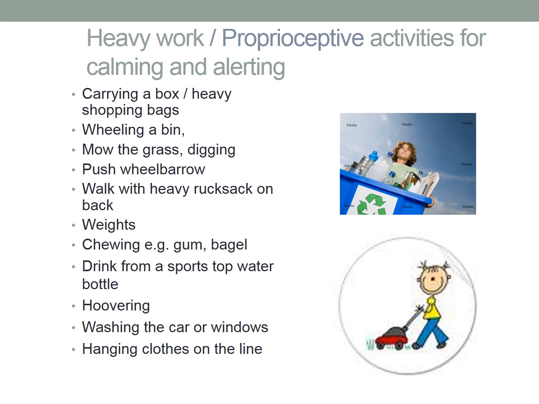Examples of proprioceptive activities are carrying a box or heavy shopping bags, wheeling a bin, mowing the grass or digging in the garden, pushing a wheelbarrow, walking with a heavy rucksack on your back or a school bag, but not too heavy, weights appropriate to the person's ability, chewing, for example, gum or bagels, drinking from a sports top water bottle, hoovering or vacuuming, washing the car or windows, or hanging clothes on the clothesline.